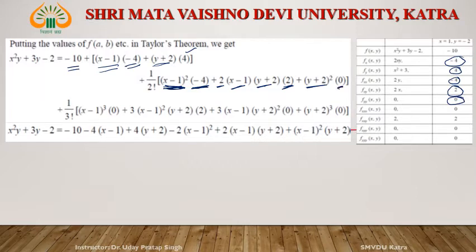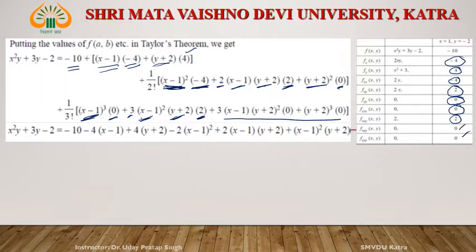Okay. 1 by factorial 3, h cube ∂³f/∂x³, this is 0. Then 3 h square k into ∂³f/∂x²∂y, which is 2. Right? And other terms are 0, since the derivatives are 0.